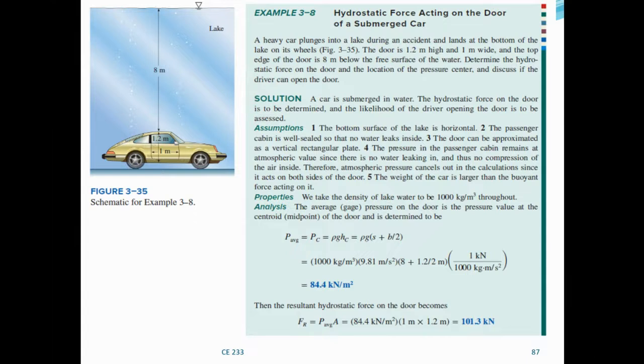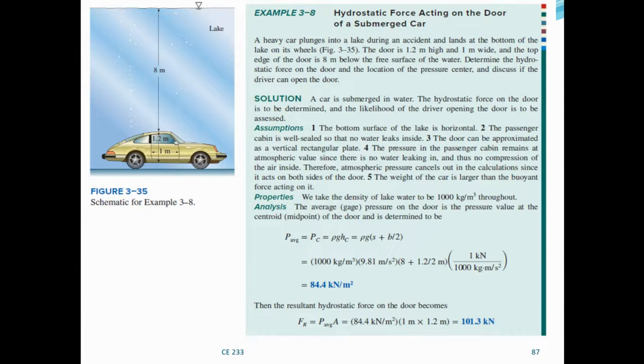Okay, so it is like a vertical plate, just a vertical plate, not sitting on the bottom because you have the tire also. And the pressure in the passenger cabin remains at atmospheric value since there is no water leaking in. Yeah, this I explained, and there's no compression of the air inside. Therefore, atmospheric pressure cancels out in the calculations, since it acts on both sides of the door.